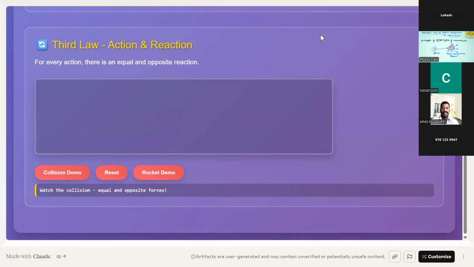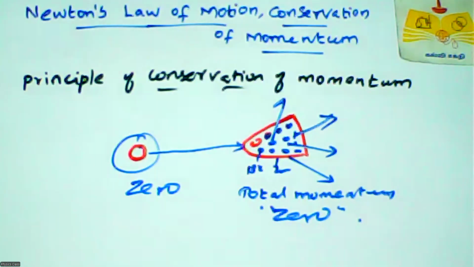Then we will see the simulation for conservation of momentum. Okay, I will share my screen. Wait, please.